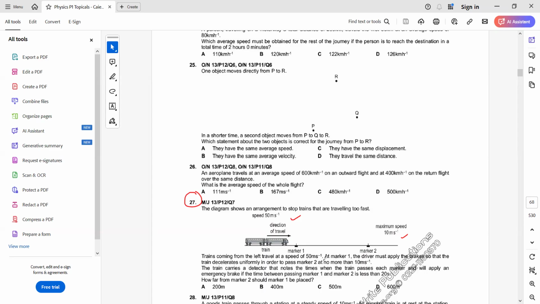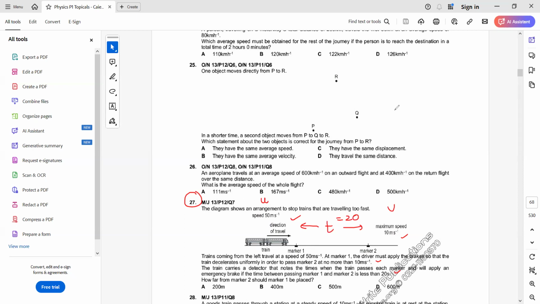In order to pass marker 2 at no more than 10, the train carries a detector that notes the time when the train passes each marker and will apply an emergency brake if the time between passing marker 1 and passing marker 2 is less than 20 seconds. So if it's less than 20 seconds, the emergency brake is going to be switched on. We have this time here, and they want us to find out the distance. We have initial speed, final speed, and they want the distance.